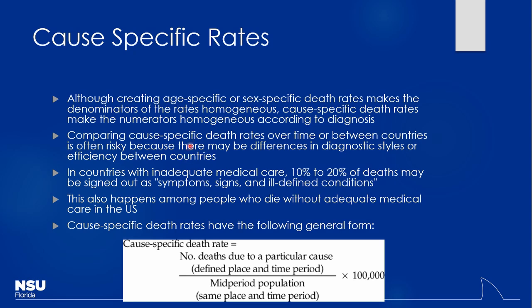But again, if you're looking at, say, cause-specific death rates, say you're looking at cases of MI from one country to another, also think about how the diagnostic styles change. What's the efficiency in healthcare, the access to healthcare between the different countries? How might that be influencing it? Because that can be another potential source of bias, right?